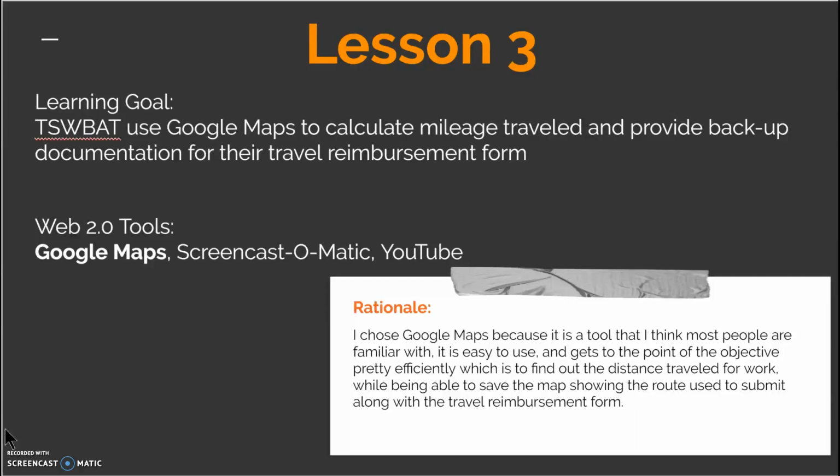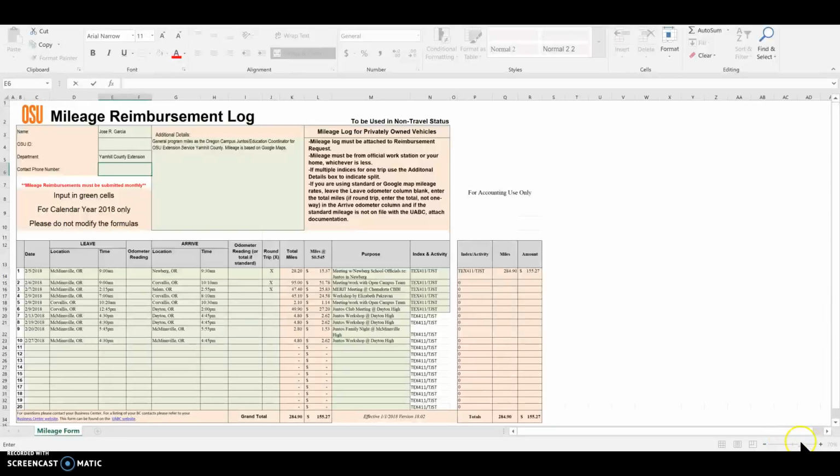This doesn't mean traveling to work, but if it's something outside of the ordinary, then we are definitely eligible for reimbursement. And so I want to show what that form looks like and then how many of us are documenting that with backup information from Google Maps. So first, I'm going to show what that form that we fill out looks like.